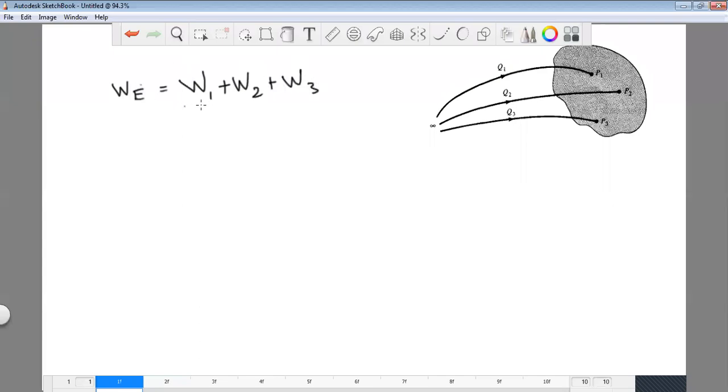W1 is how much work done is required to move charge Q1 from infinity to P1, W2 is the work done required to move Q2 from infinity to P2, and W3 is the work done required to move Q3 from infinity to P3. So W1, W2, W3 correspond to Q1, Q2, Q3. First of all, to move the point charge Q1 from infinity to P1, no work done is required.